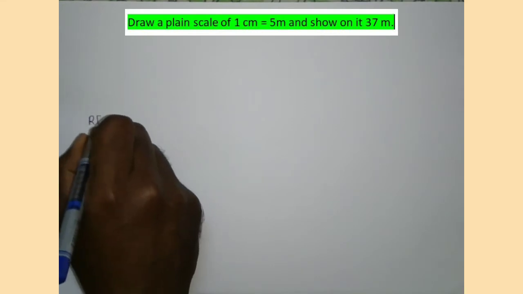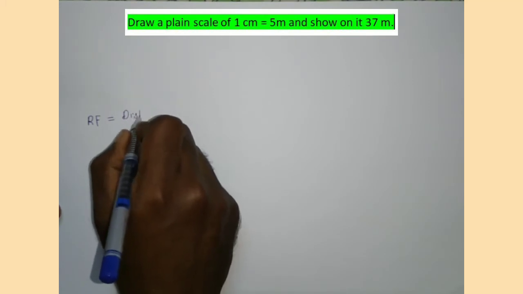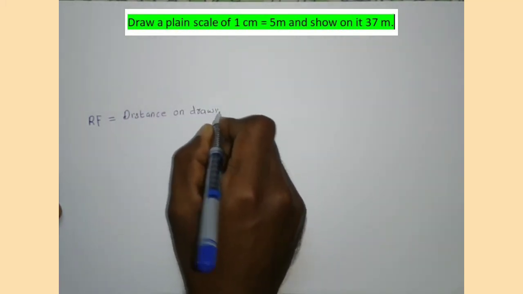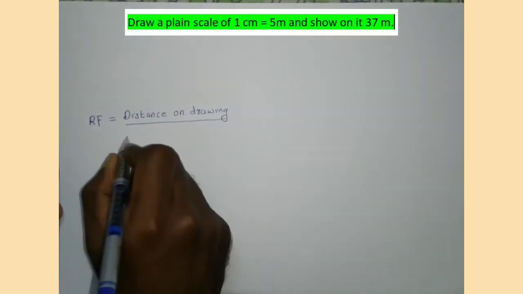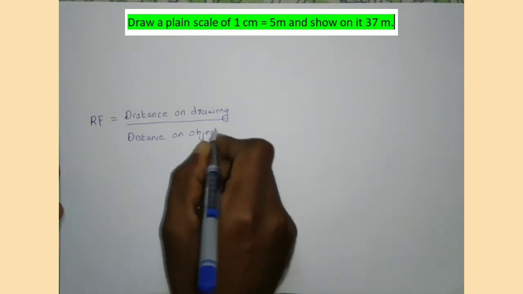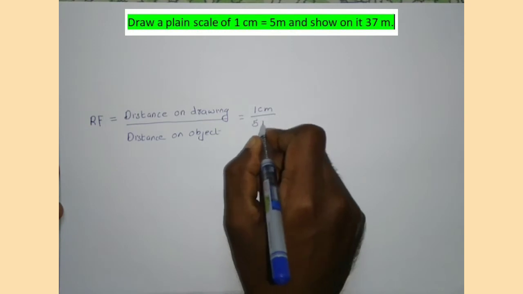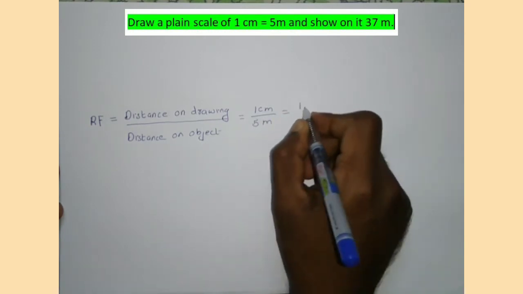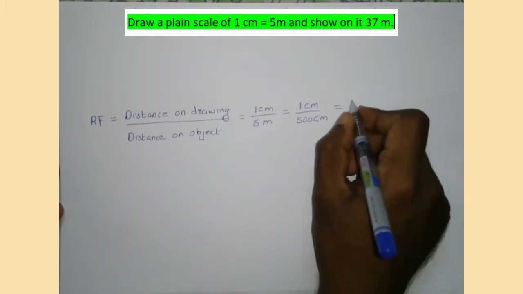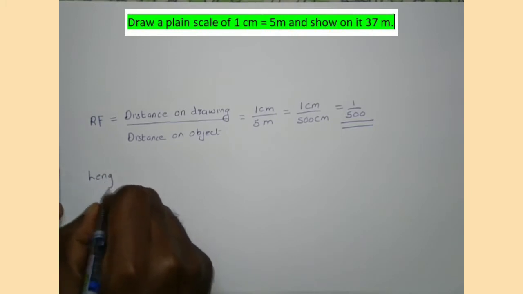Okay, first we have to find the representative fraction, or RF. RF equals distance on drawing by distance on object. What is distance on drawing? It is 1 centimeter, and distance on object is 5 meter. That is 1 centimeter by 500 centimeter, that is 1 by 500. 1 by 500 is RF.